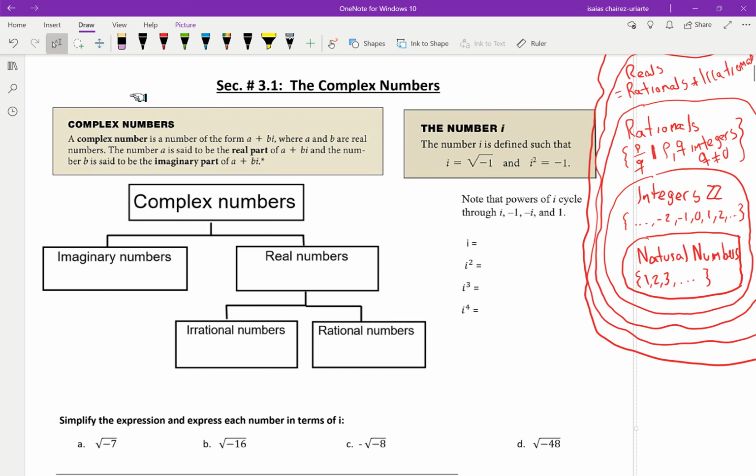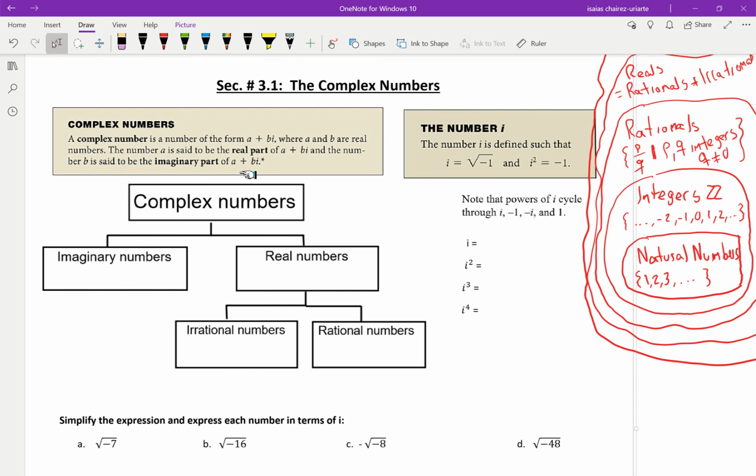So let's understand the answers that we're going to get first. Okay, so a complex number is a number of the form a plus bi, where a and b are real numbers. The number a is called the real part, and the number b is called the imaginary part of my complex number. So a plus bi, a is the real part, b is the imaginary part.